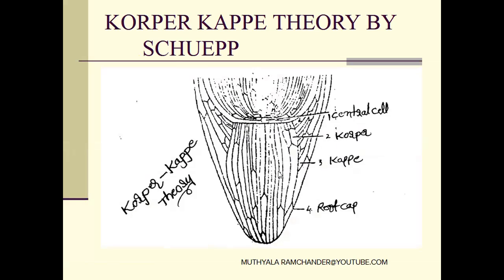Korper tissues are present at the center region. Kappe tissues are at the peripheral region. Kappe tissues develop into epidermis and root cap. Korper tissues develop into periblem and plerome. It is explained by the scientist Schüepp. These are the root apical cell theories.